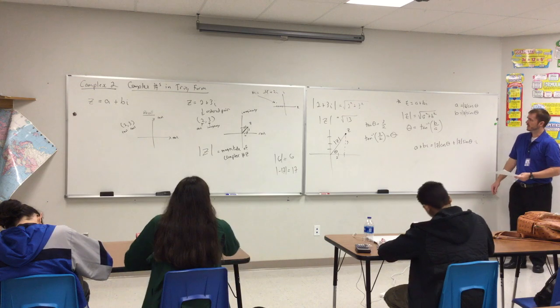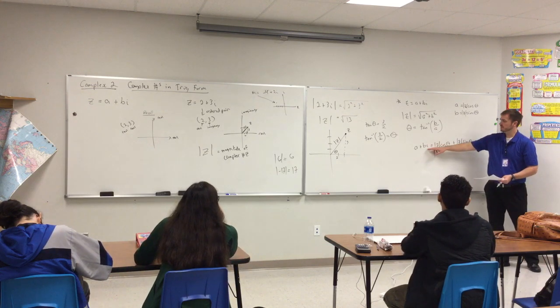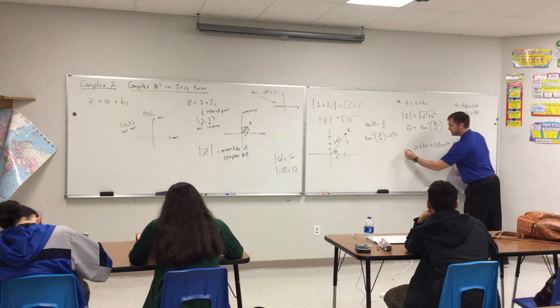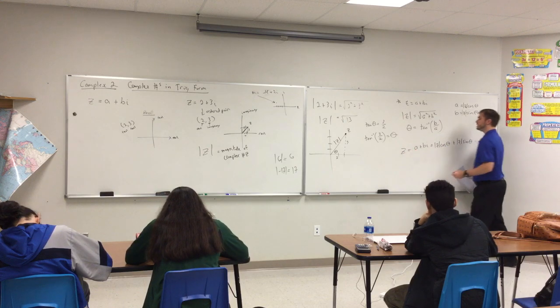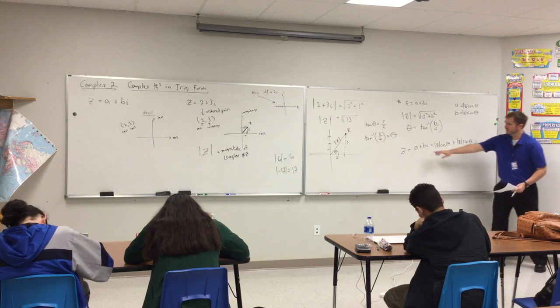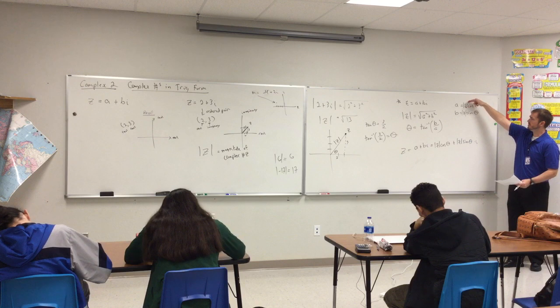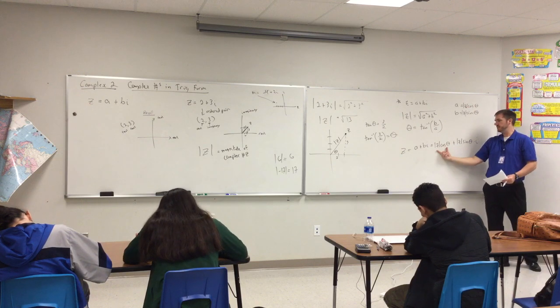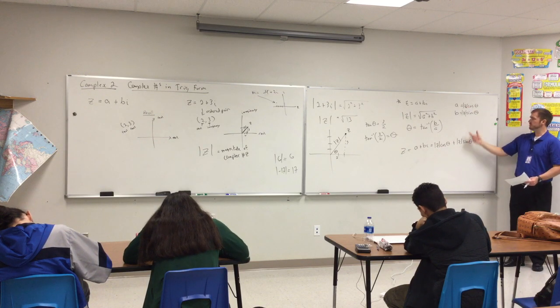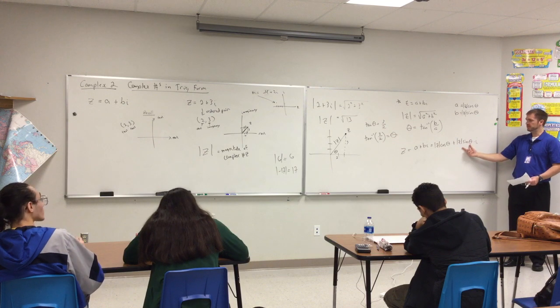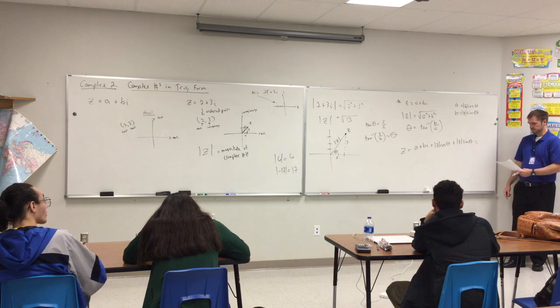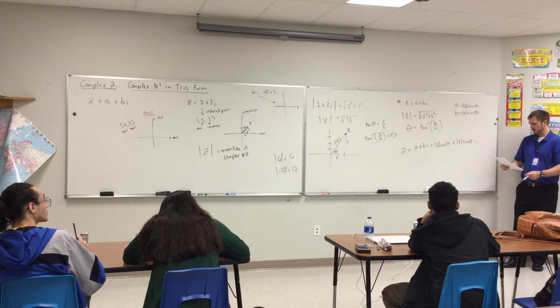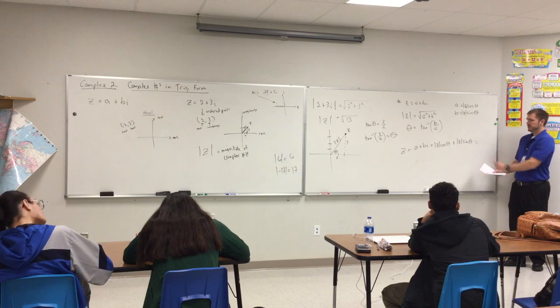A plus bi, that's our complex number. z equals a plus bi. If I replace the a with z cosine theta, and I replace the b with z sine theta, then I get this.